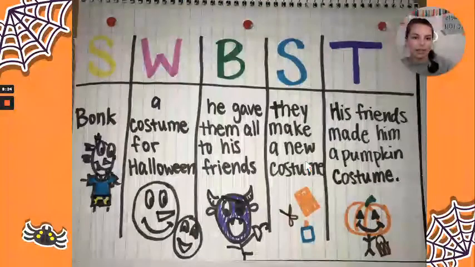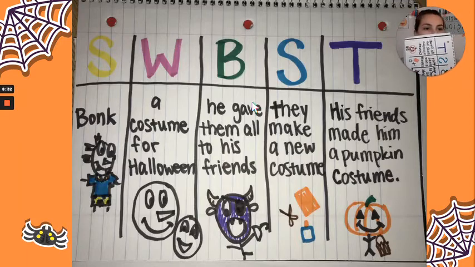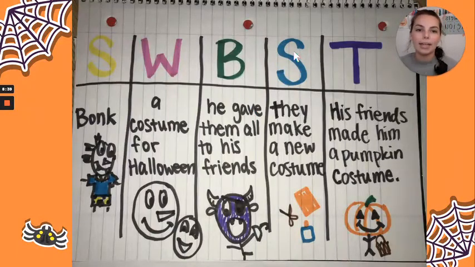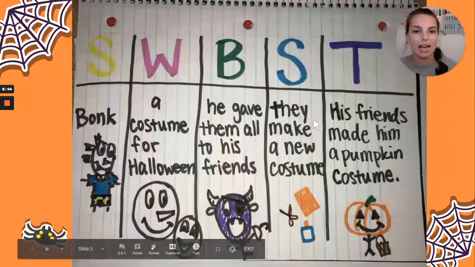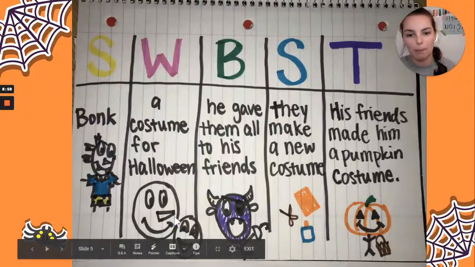So let's look back at how I did my paper. I turned my paper sideways and went, this is how my journal goes, and I turned it sideways so that it's longer, and I put SWBST. Then I drew a line underneath and then lines to separate them. So it's kind of like a really big T chart. 1, 2, 3, 4, 5 columns. And I wrote just a little bit about each column and then drew my pictures.